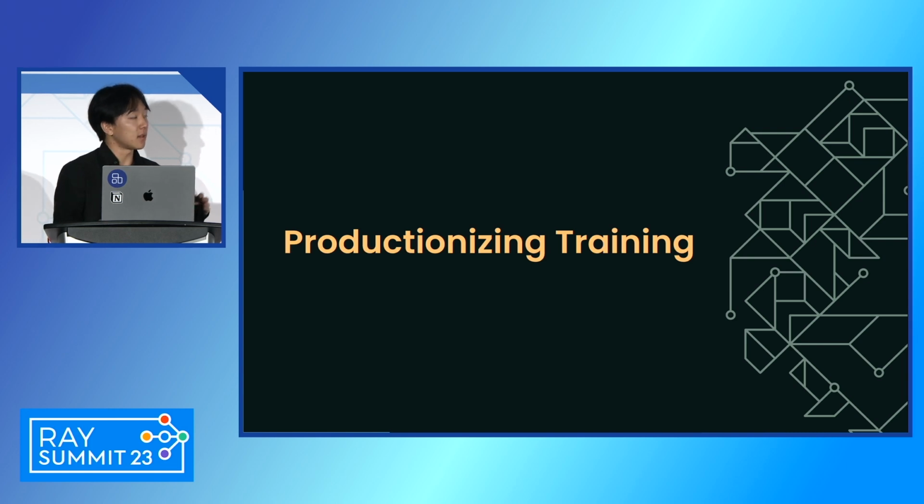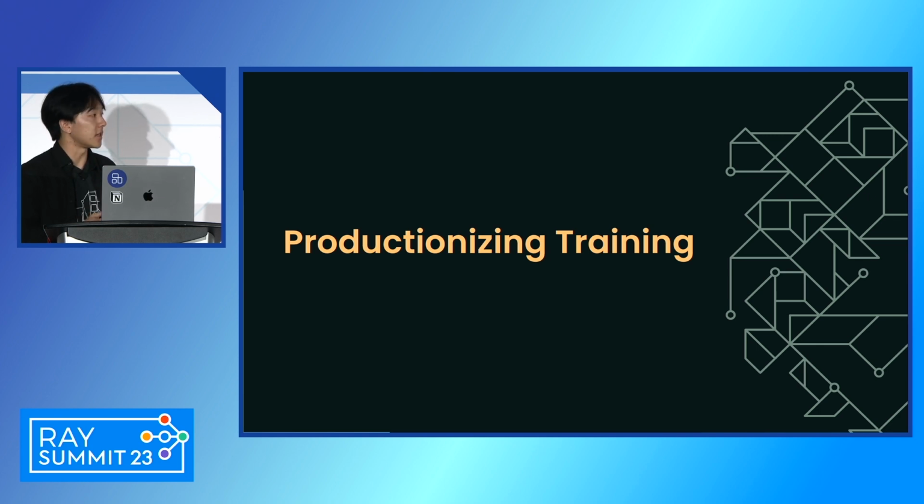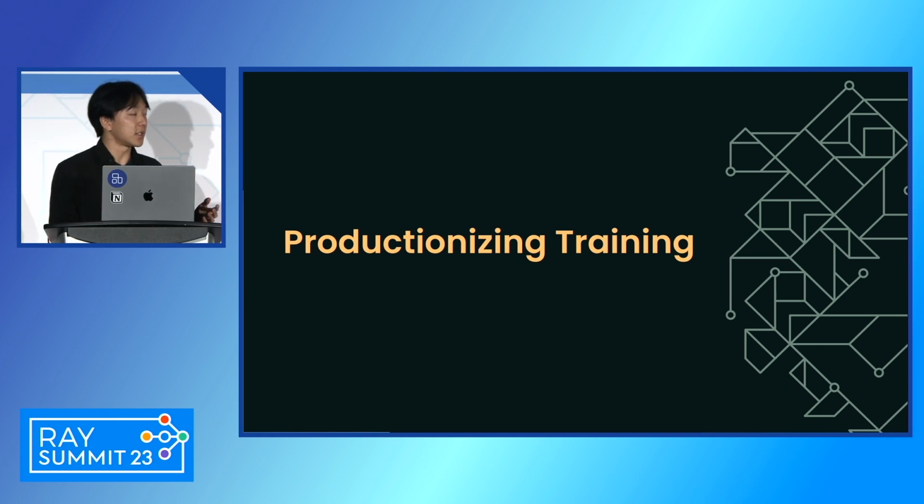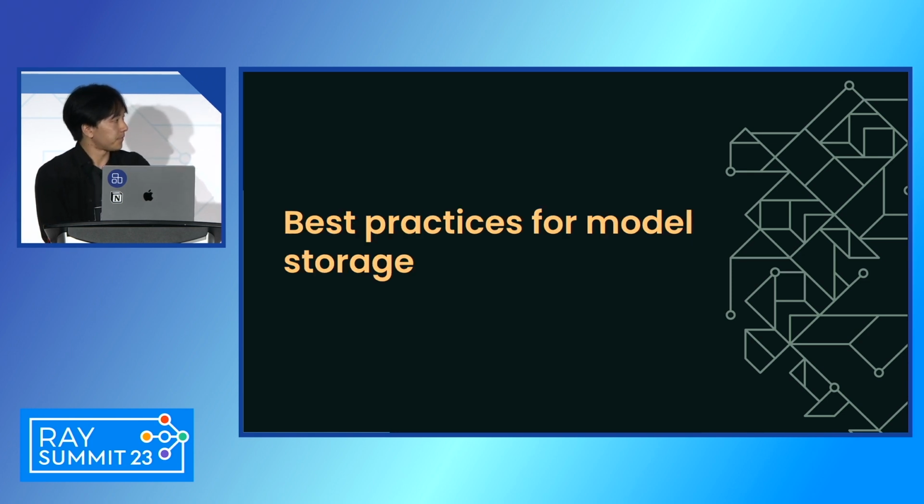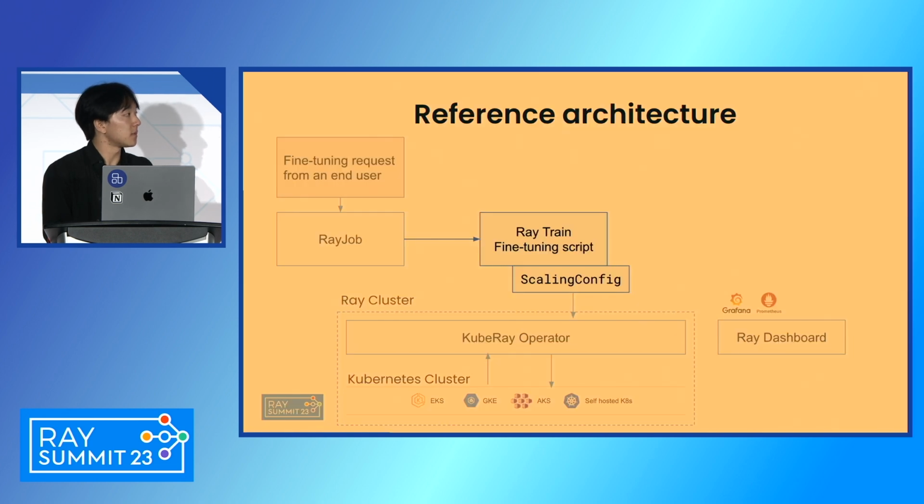Okay, so now that we've covered these tricks to optimize your cluster setup and your distributed training setup, we're going to move on to how to add a few knobs, a few features of Ray Train, to actually productionize your training job, to make it more resilient to failures and more observable. So the first thing we're going to talk about is best practices for model storage.